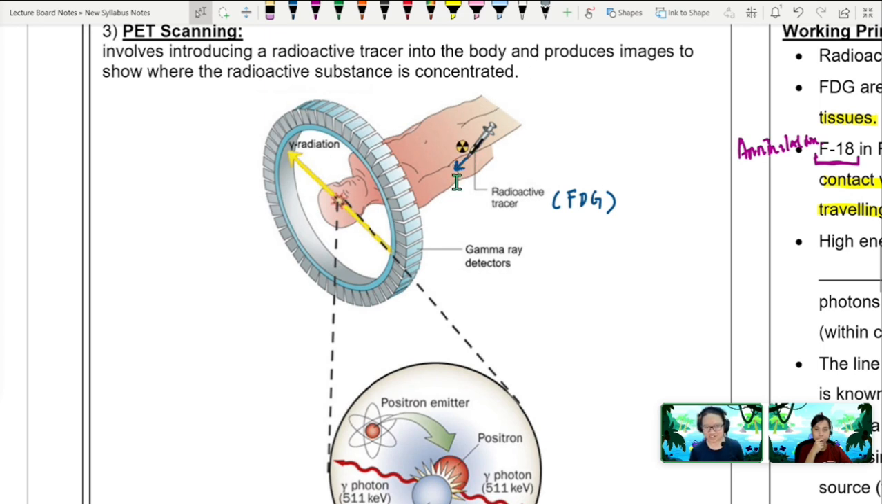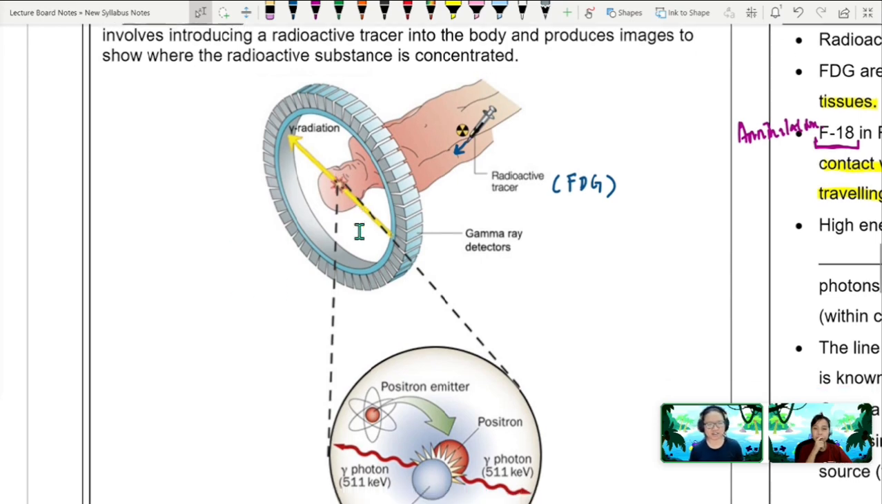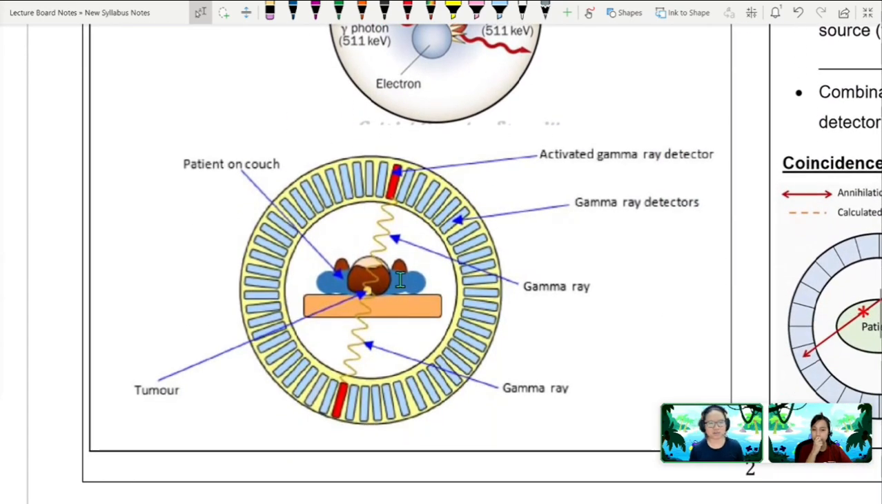Once we know that the tracer has reached the patient's brain, we're going to put the patient into a machine. And the machine basically consists of a ring. This looks like a ring, right? It's a ring of gamma ray detectors. Duh. So gamma ray detectors are to detect gamma rays. So during the annihilation process, we'll have a gamma ray traveling in this direction and then another gamma ray traveling in this direction. So it will activate these two detectors. It's the activated gamma ray detector.